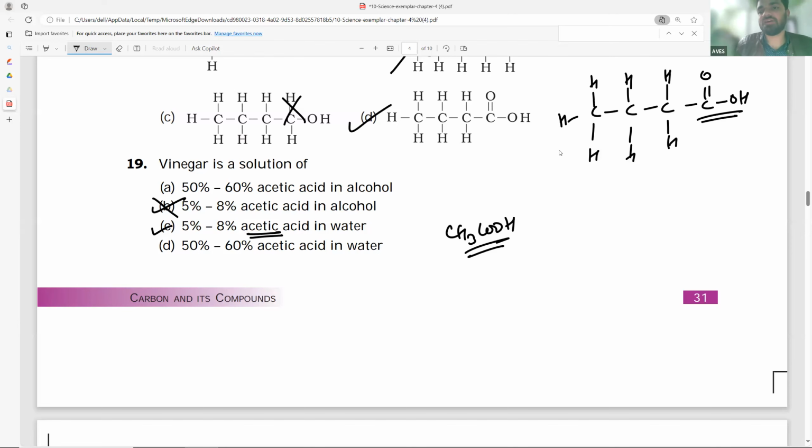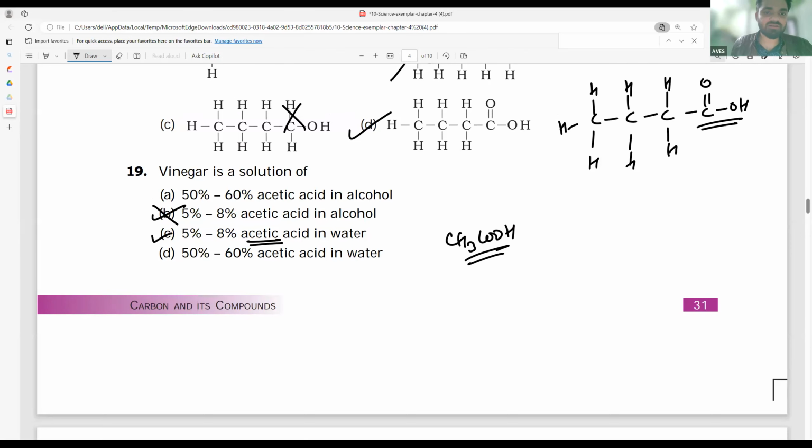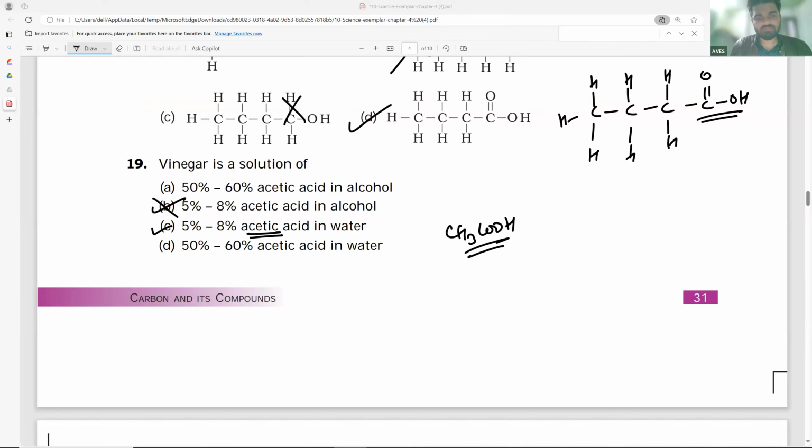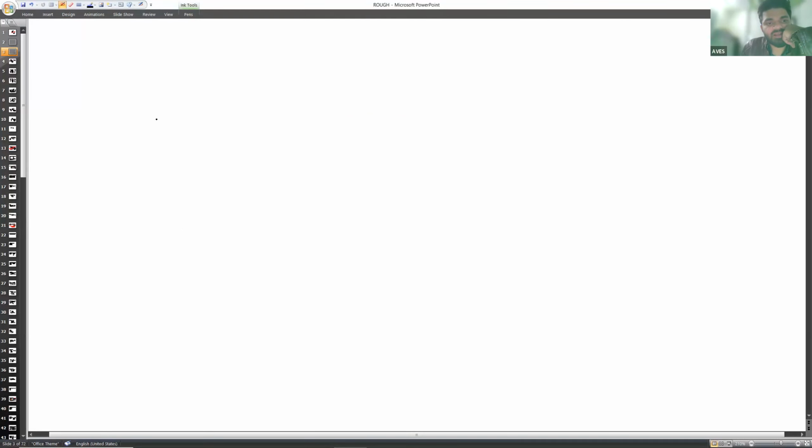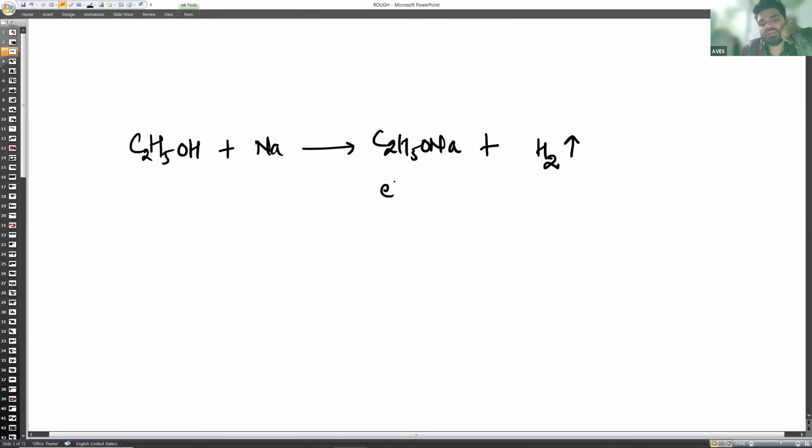Let's discuss the chemical properties of the hydrocarbons, okay? Some important reactions. Let's suppose I'm having alcohols. So when alcohols react with metals, like ethanol, C2H5OH, it will give you C2H5ONa plus hydrogen gas. The name of this one is sodium ethoxide.